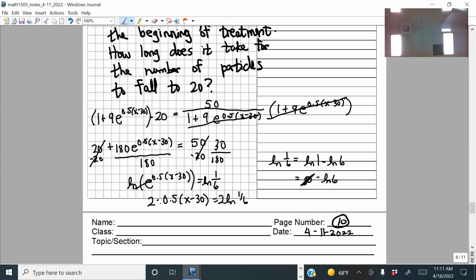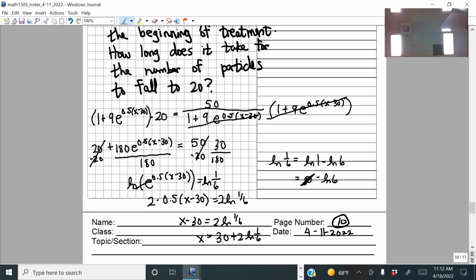By the way, these are inverse operations again. Multiplying by 0.5 is the same as dividing by 2. You can eliminate that by multiplying by 2. So we get x minus 30 is equal to 2 times the natural log of 1/6. And now just add 30 to both sides. So you get x is 30 plus 2 times the natural log of 1/6. And now just estimate that with your calculator.